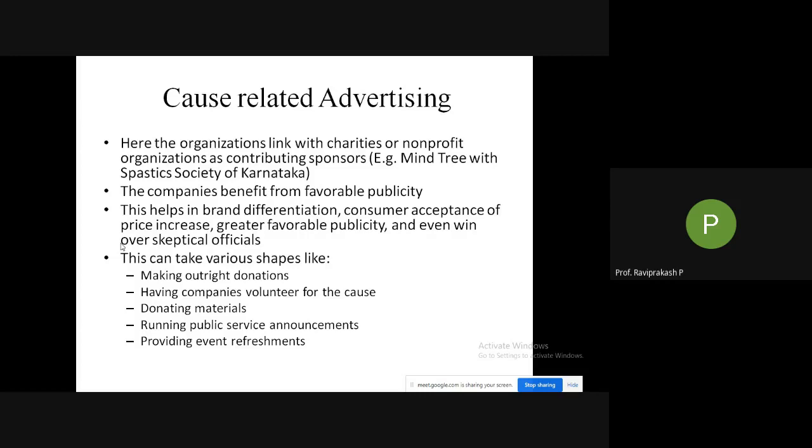Then comes running public service announcements. Okay, so don't drink and drive, follow traffic rules. These are some of the public service announcements taken up by these companies also. Then comes providing event refreshments. At a particular event, these companies sponsor the refreshments. People are hungry and they may or may not buy, but the companies are arranging for the refreshments.